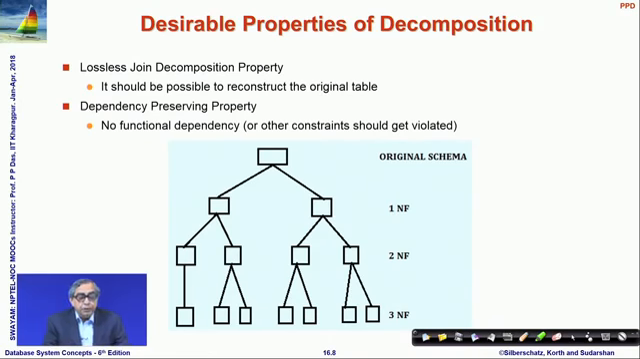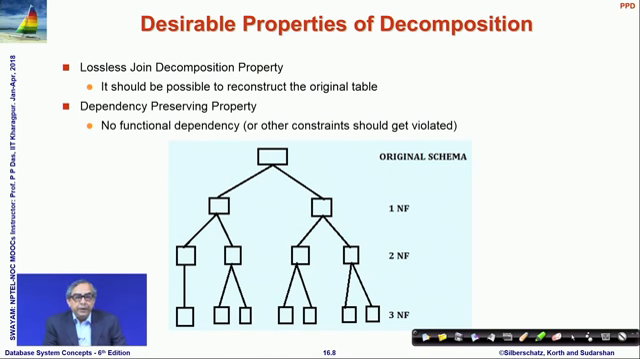Now, when we decompose, we would desire certain properties to be held, and we talked about this loosely earlier as well. We would require the lossless join decomposition property, that it should be possible to take any instance of the two or more decomposed relations and join them by natural join using a common set of attributes and get back the original instance of the relation. If that does not happen, then the decomposition is lossy. We have discussed it at length in the last module.